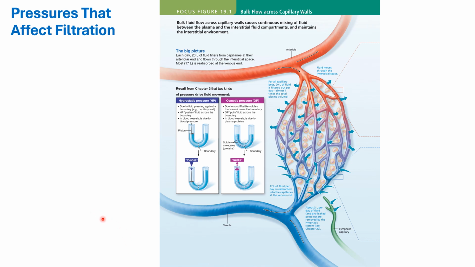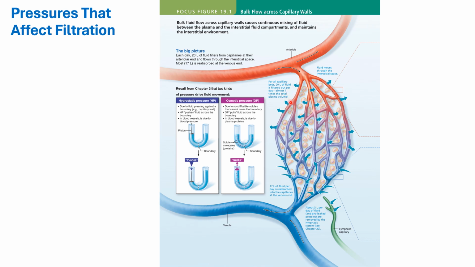What are the pressures that affect the filtration? In the glomerular capillaries, the same pressures that act in the capillaries all over the body cause the fluid to move out of the vessel. Inside the vessel we have hydrostatic pressure. Hydrostatic pressure is due to the blood flow, or you can say it is the blood pressure, and this pressure tries to push the fluid out of the vessel into the interstitial fluid. So this fluid is moving into the interstitial space out of the vessel because of hydrostatic pressure.